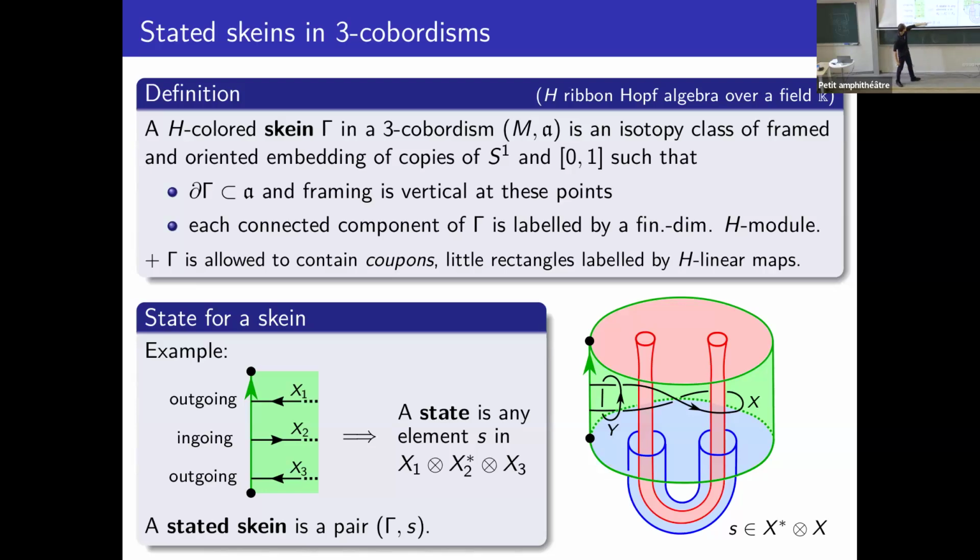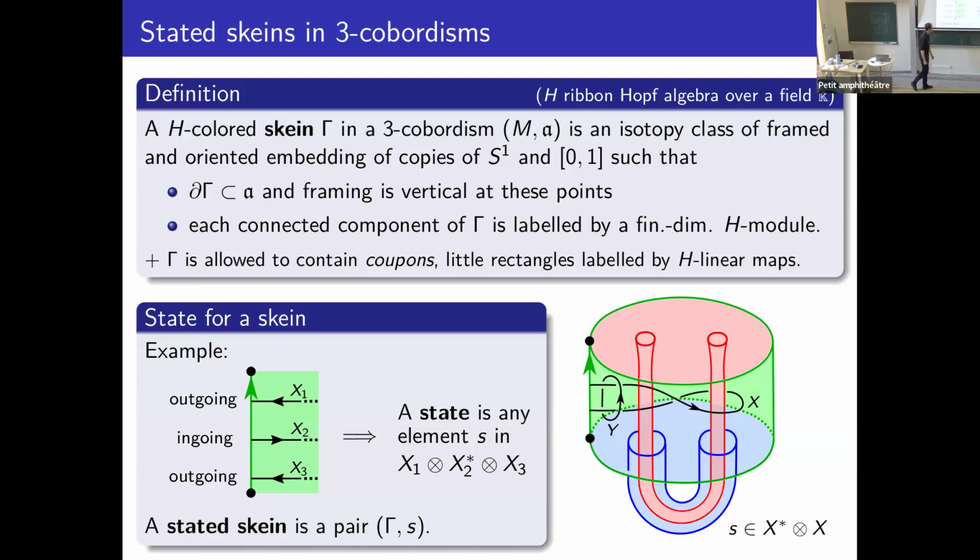Then a state will be an element in this space. So here you have x1 outgoing, so it gives you x1. Here you have x2 ingoing, so you have x2 dual, and x3 outgoing, so you have x3. Okay, so a state will be an element of this vector space here. I forgot to say H is a ribbon Hopf algebra. Because H is a Hopf algebra, this is again an H-module, because you can use the coproduct and antipode to act on such spaces. And a stated skein then is just a pair of a skein and a state.